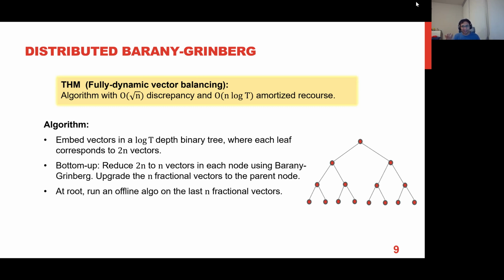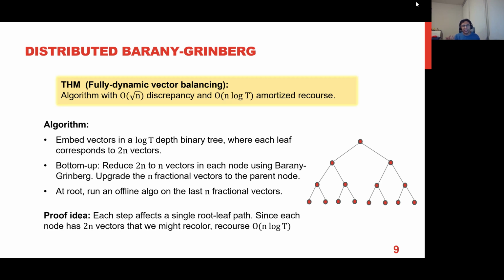So you keep applying this. At the root, you'll be left with some small n fractional vectors, for which you can just run some offline algorithm. Now, what's the benefit of such an approach? The benefit is that each arrival and departure can only affect a small number of nodes in the graph. It won't affect the entire solution, so you won't have to solve Barani-Greenberg from scratch for the entire set of vectors.